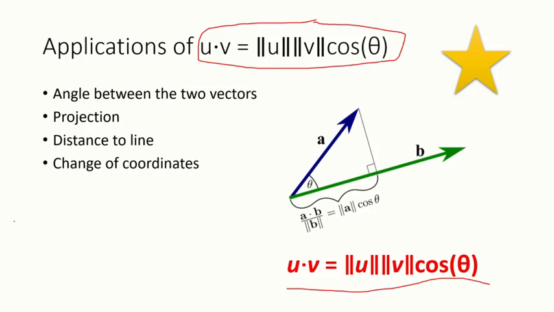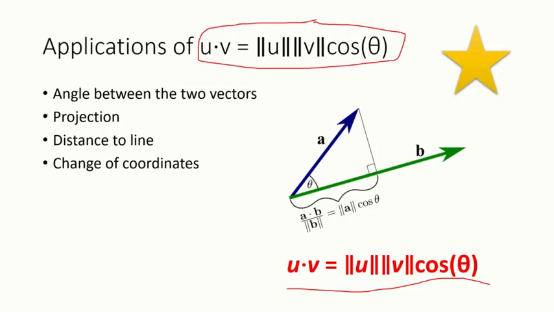Why is it useful? If you reach the conclusion that the cosine theta between these two vectors is 0, it means that they are orthogonal to each other. Because when theta is 90 degrees, then cosine theta is 0. So if you get a 0, you know the dot product is 0, and you know these two vectors are orthogonal to each other.